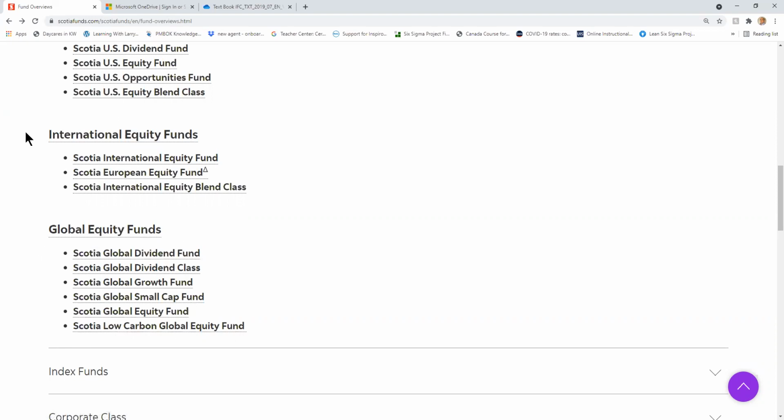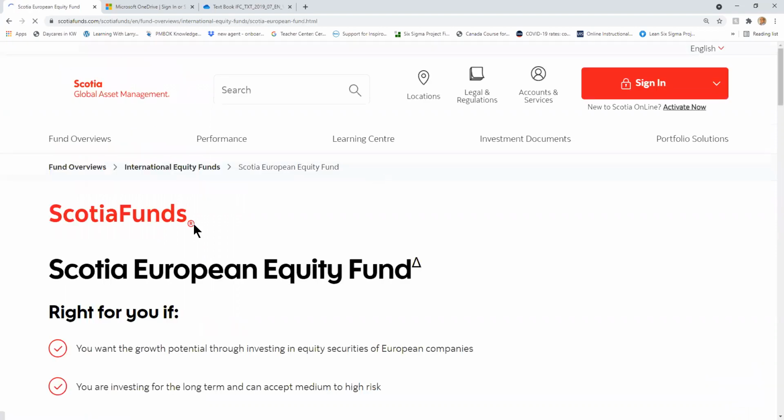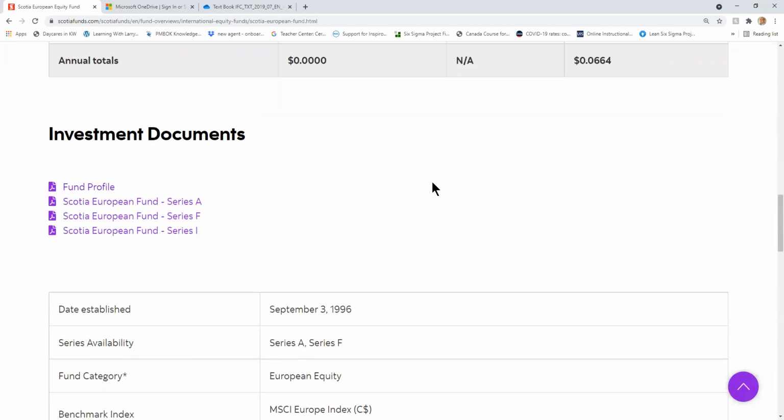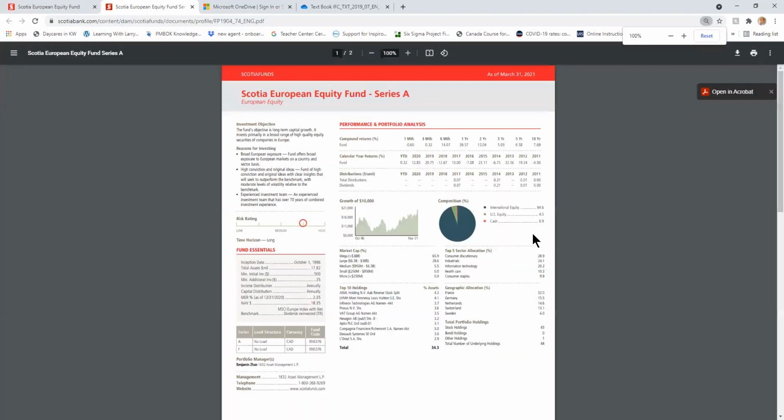So international is just for international countries, but global includes Canada and the US, since they're not international. That's right. Just like European. Europe is obviously outside of Canada, right? This has nothing to do with Canada. So if you look at the European fund, this is an international fund, right? And it is invested in European companies.